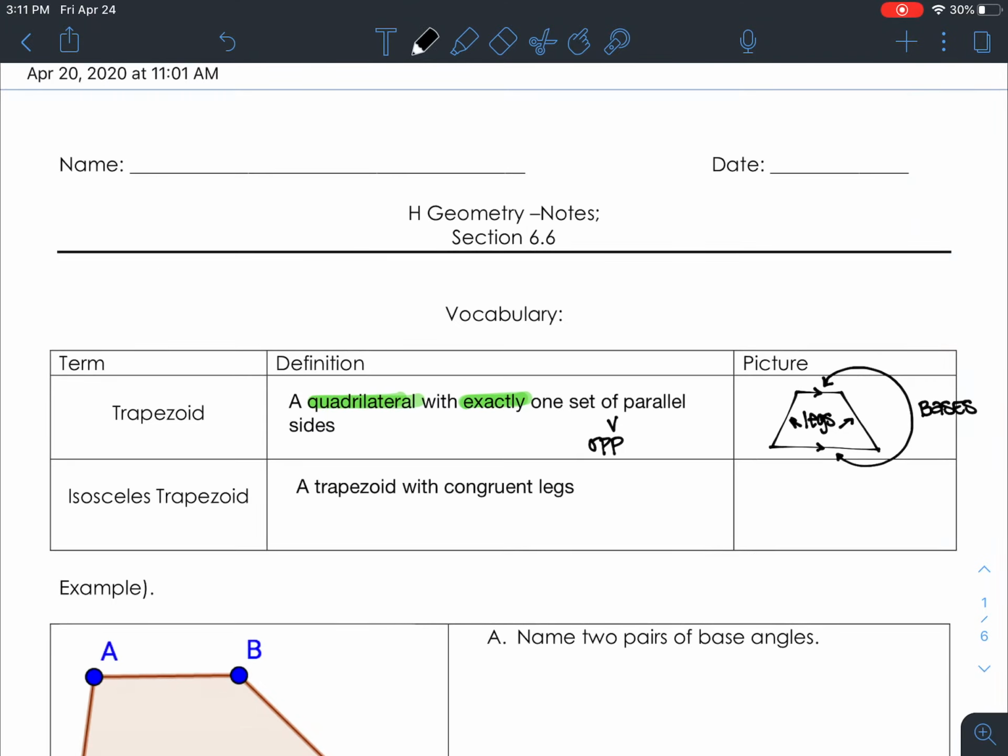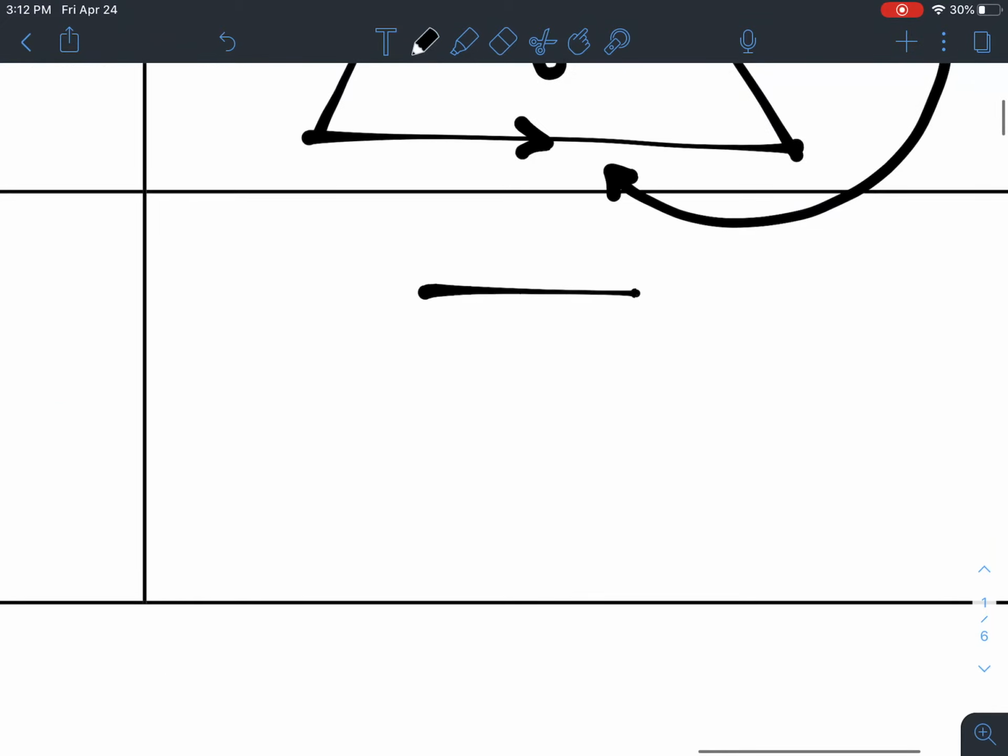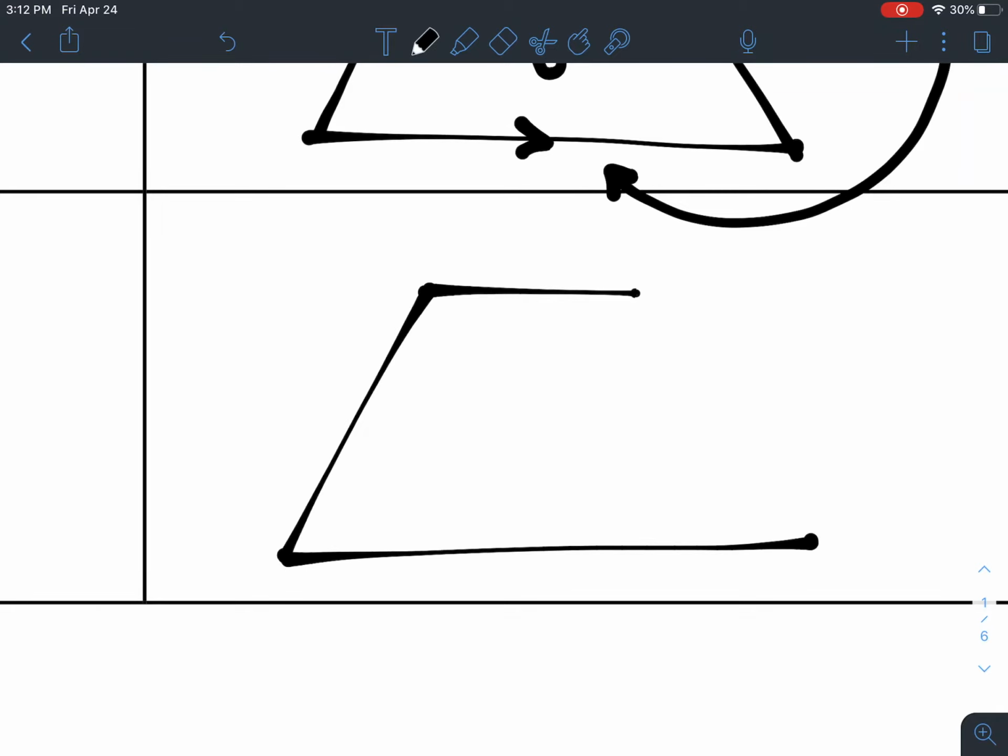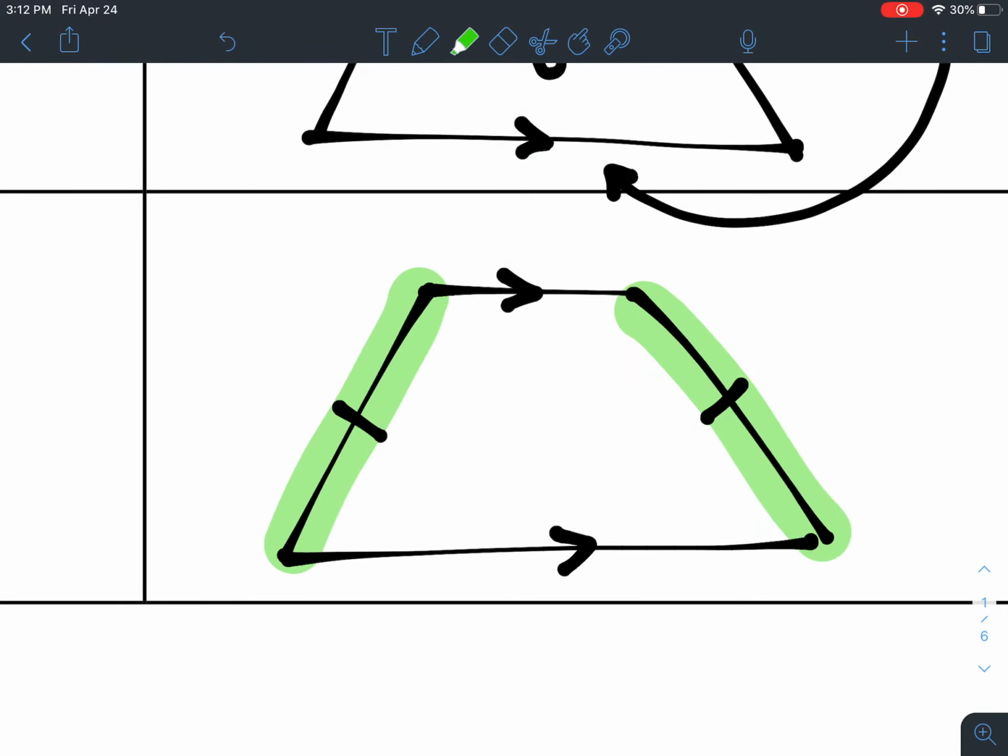Now, an isosceles trapezoid, I think from the word isosceles, we could probably guess what's going on here. But what an isosceles trapezoid is, it's a trapezoid with congruent legs. So it's going to be a very similar picture to what we just drew, only this time I'm going to start with my bases, connect my other two sides. Let's mark our bases to be parallel. But then these two sides right here, the legs, have to be congruent.